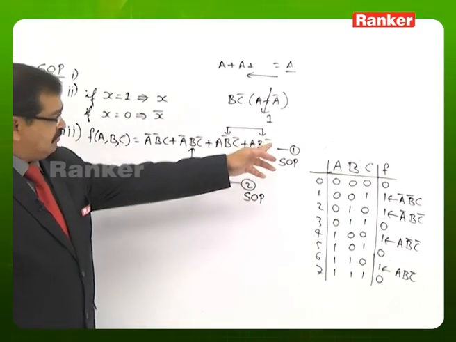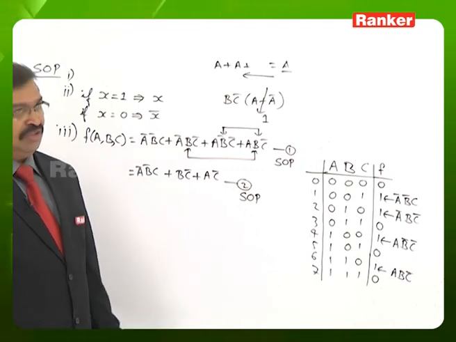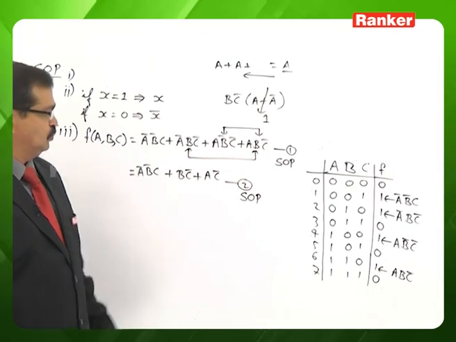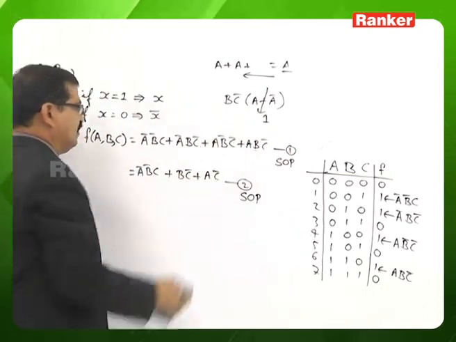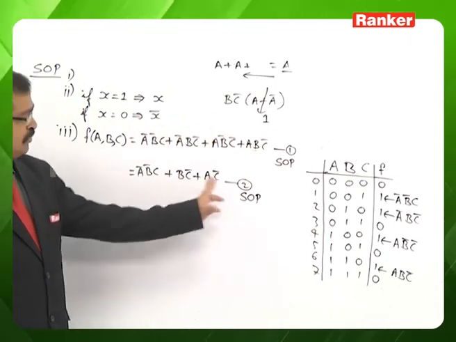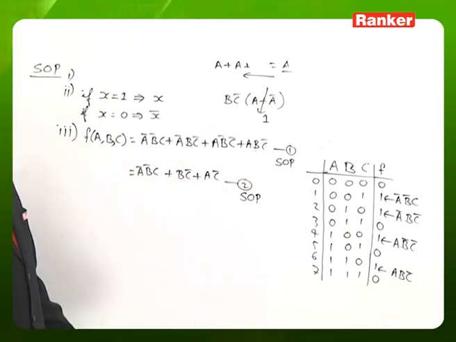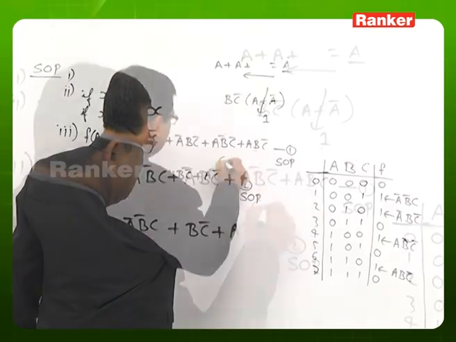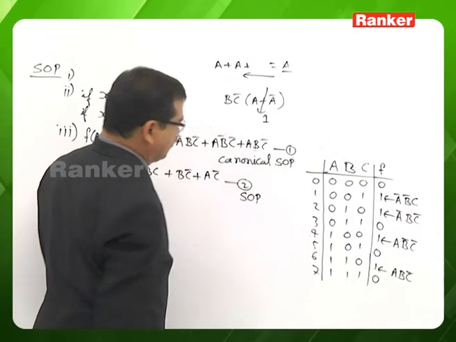And we are looking here, equation 1 and equation 2 both are SOP expressions, but there is a clear difference between equation 1 and equation 2. In equation 1, we are looking at all the terms with all the variables, whereas in equation 2 we are not looking at all the terms with all the variables. Based on this difference, we are naming equation 1 as canonical sum of product expression.